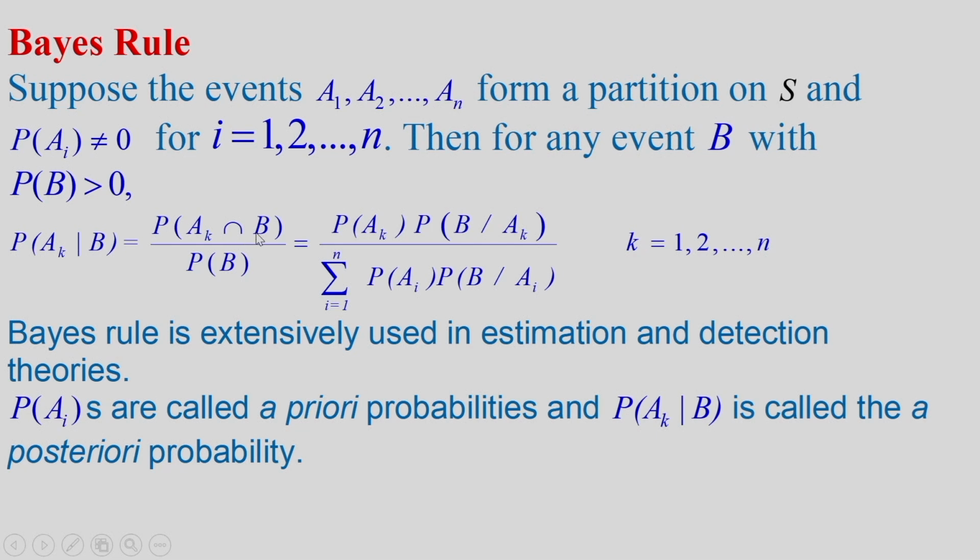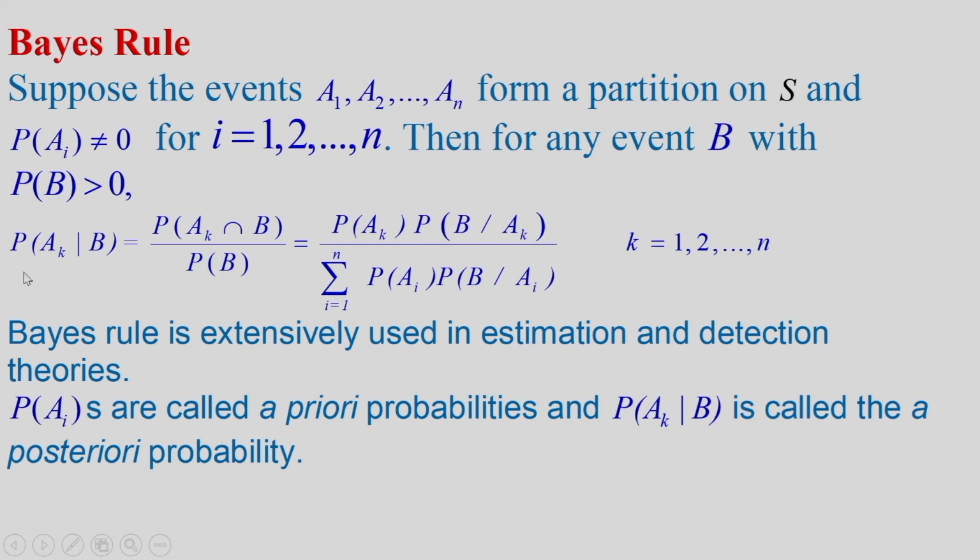Now, we apply the total probability theorem here. So, this P(B) can be written in terms of the a priori probabilities and the conditional probability by this sum, and similarly this intersection probability can be written in terms of the probability P(A_k) into probability of B given A_k. This is true for k equal to 1, 2 up to n.